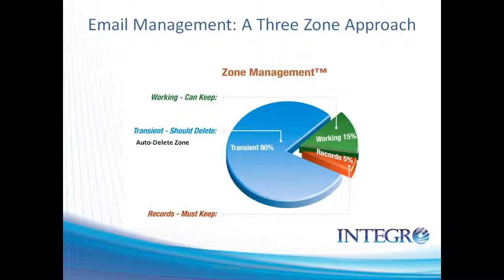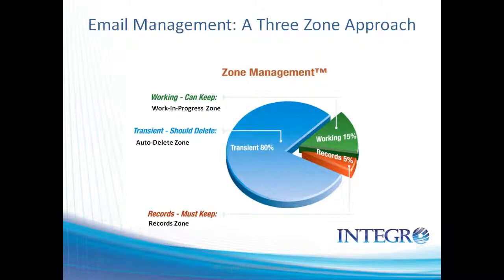The second zone is the working or work in progress zone. This zone is used to identify emails that have business value to me and ensures that I have a place to preserve important emails that I need to do my job. The work in progress zone is time constrained and is subject to a quota that is defined by your organization.